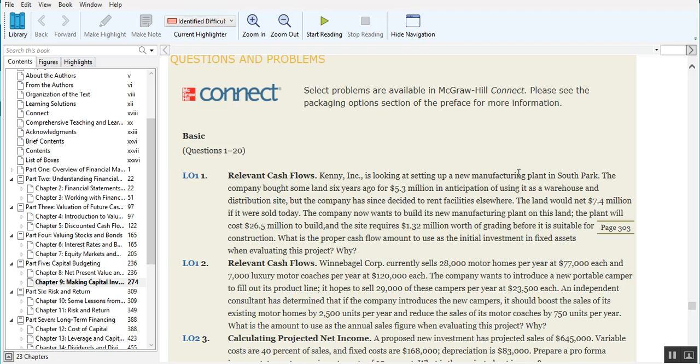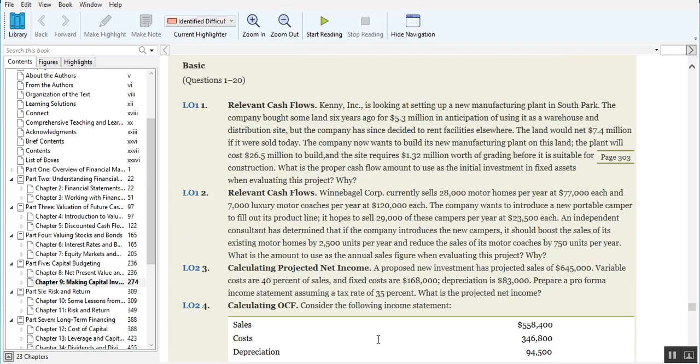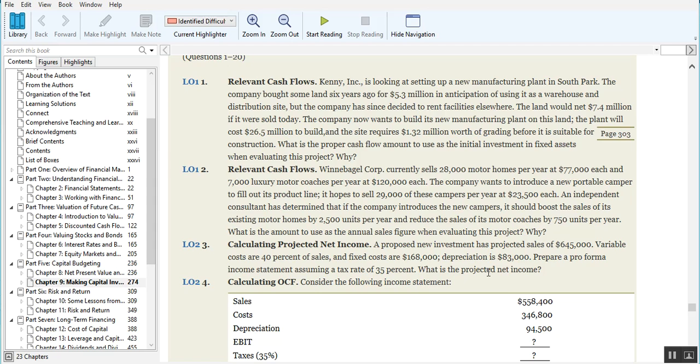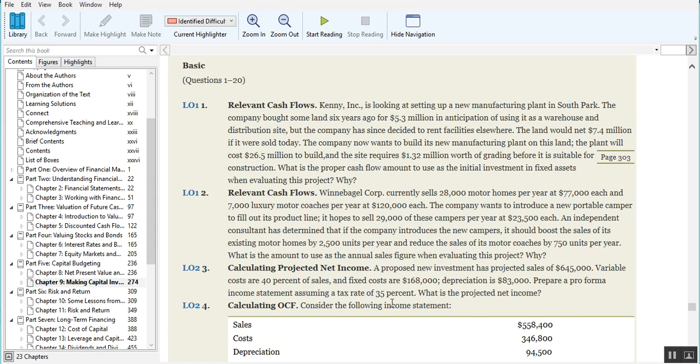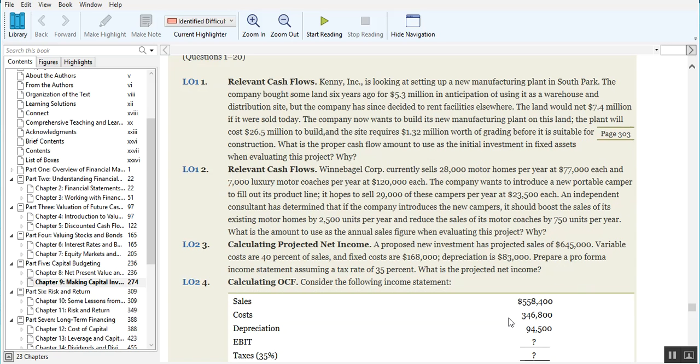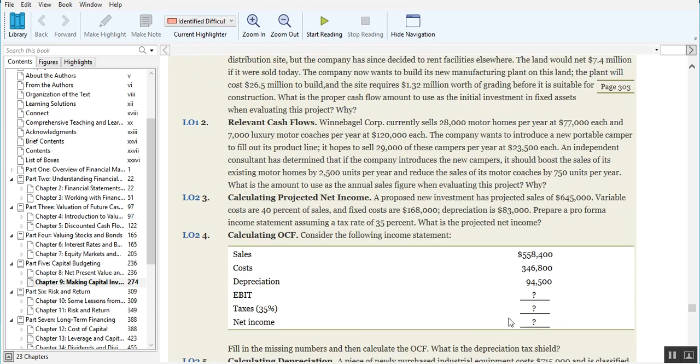We're going to do number 1, where we look at this company that bought land in anticipation of using it, and they want you to analyze this project. And then we're going to move down here to number 3, where we do calculating a projected net income. This is basically producing a pro forma financial statement, a pro forma net income statement based on a project that they're talking about. And again, you want to compute variable costs, fixed costs, depreciation.